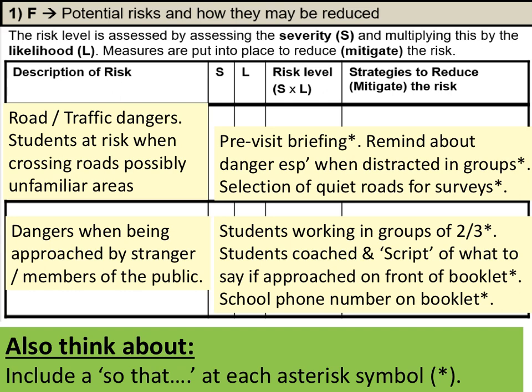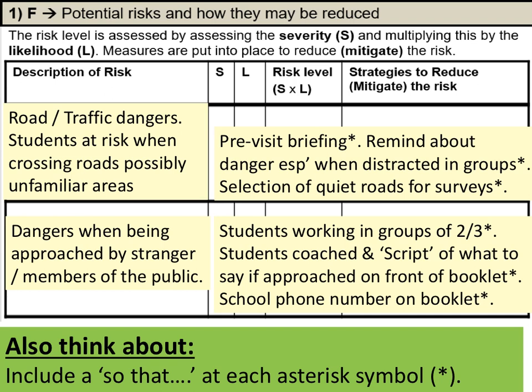And then of course we've got to think about how do we mitigate the risk, how do we reduce the risk. The first risk that we've identified here is road and traffic dangers. Students are at risk, particularly when they're crossing roads, possibly in unfamiliar areas. Students are also at risk when they're crossing roads when there are large groups of people, as they'll often get distracted. As staff, we've mitigated this risk by giving a pre-visit briefing, also reminding students about the dangers of being distracted in groups, and we've selected quieter roads for surveys.